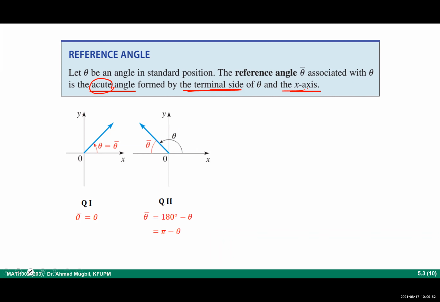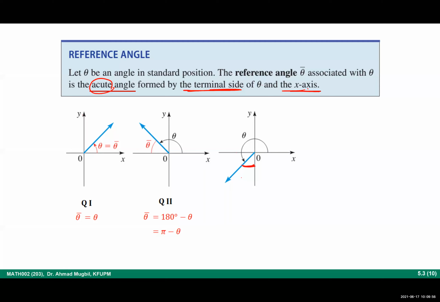Okay? If we are in the third, is this the reference angle? Is that right? Is this theta bar? Am I right? Is this correct? No, because this is not measured from the x-axis. We are talking about the x-axis and the terminal side. So the acute angle between them is this one, not this one. This one is not acute. So here, this is theta bar in this case, ya Shabab.